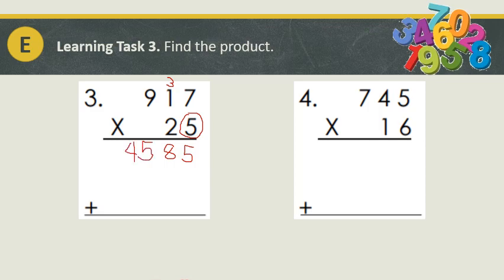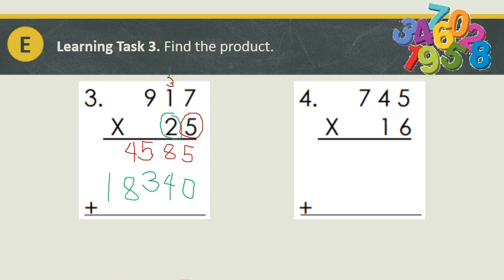Tapos, lagay ulit tayo ng 0 dito para hindi tayo malito, kasi nasa tens place na tayo magmumultiply. Dito na tayo sa 2. Tapos, multiply ulit natin siya starting from the right. So, 2 times 7 is 14. Carry 1. Then, 2 times 1 is 2, plus 1 is 3. Then, 2 times 9 is 18.